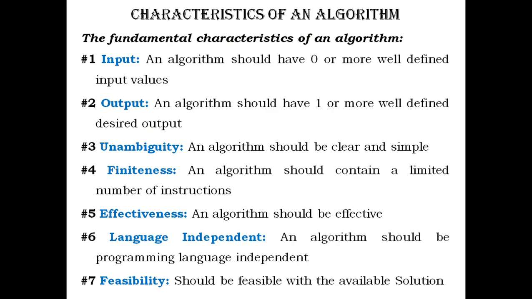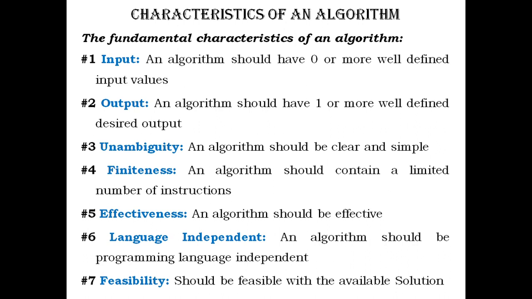The next topic is characteristics of an algorithm. Here we are going to see the primary or important characteristics of an algorithm. First one, input. An algorithm should have 0 or more well-defined input values. Second one, output. An algorithm should have 1 or more well-defined desired outputs. Third one, unambiguity.